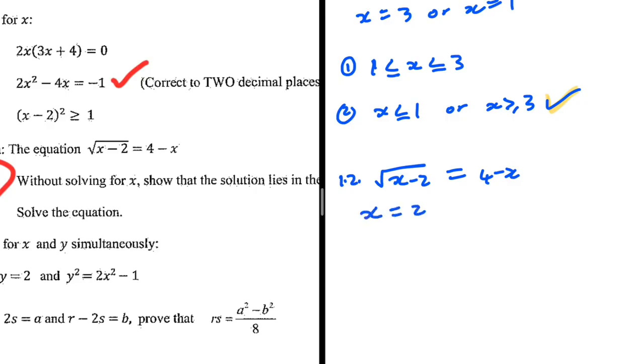When x is equal to 2, we're going to have the square root of 2 minus 2, so the square root of 0, that gives us 0. So we have 0 being equal to 4. We know this not to be correct, right?